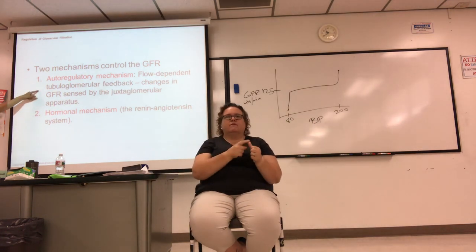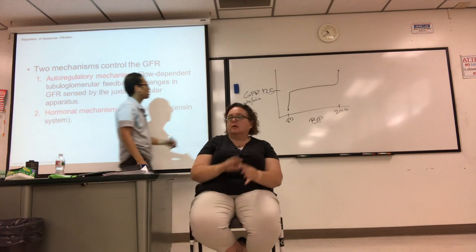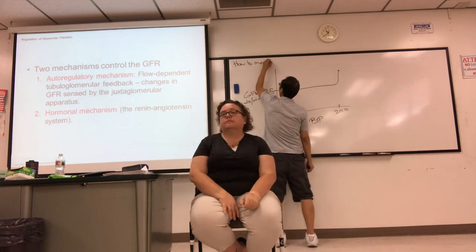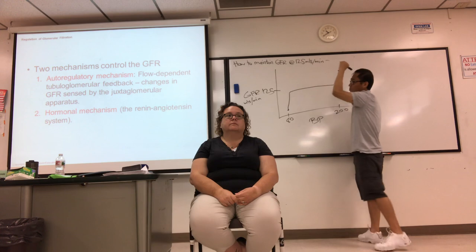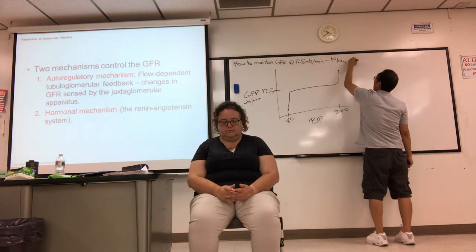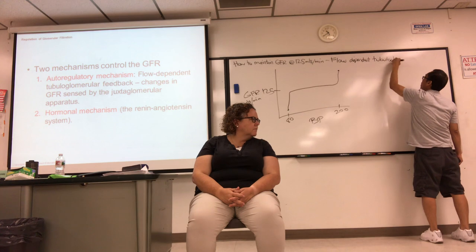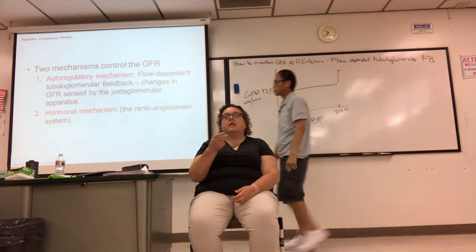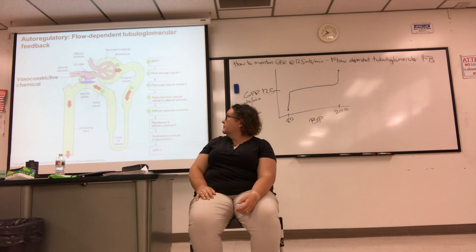Okay, so let's do this one first. It's called flow-dependent tubuloglomerular feedback. How to maintain GFR at 125 mils per minute. So the first one is called flow-dependent tubuloglomerular feedback. The nephron has a way to feed back on itself. The hormonal mechanism, I'll get to it. Well, let's look at this figure first. This figure is showing us this tubuloglomerular feedback. Let me just take it through the steps, okay?